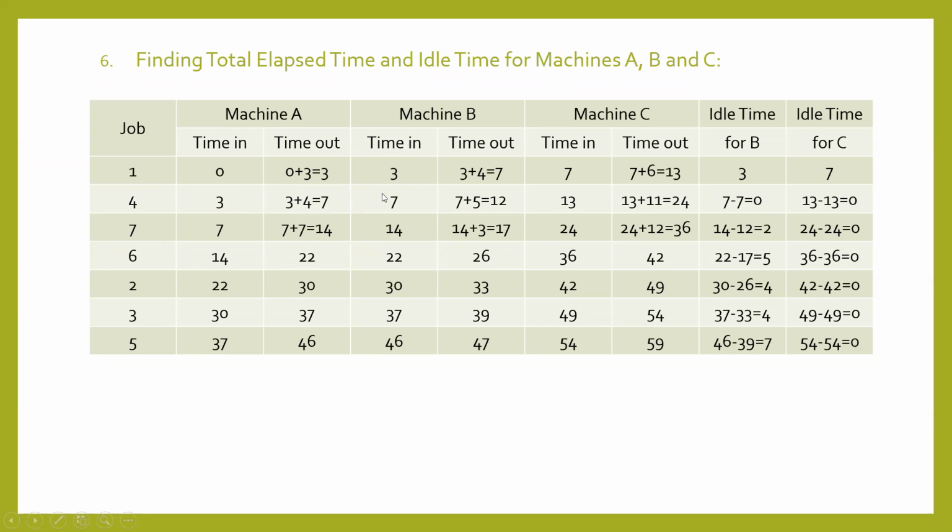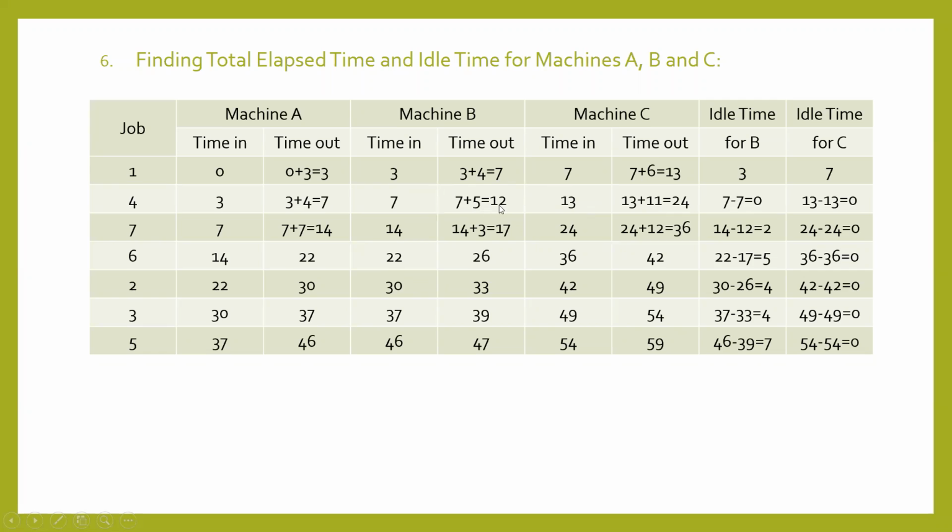Now this in time can start at 7, provided the machine is free. Now the previous job is also getting over by 7, so there's no problem here. So the in time for machine B for job number 4 is 7. And the idle time is 7 minus 7, that is 0. See, 7 minus 7 is 0.